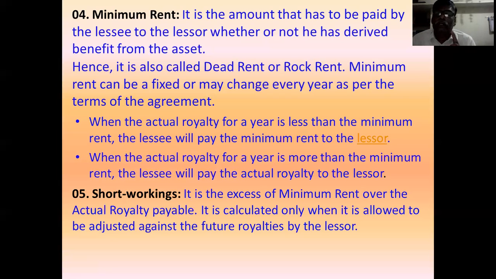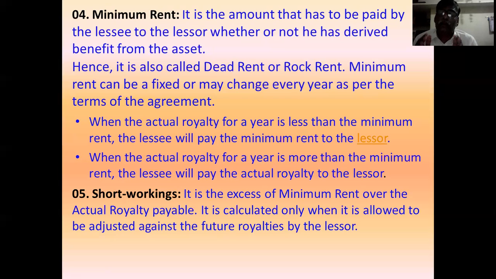Whatever benefit the lessee derives, for that royalty is fixed. Royalty is fixed. That is a consideration. But if the royalty is very less and negligible, at that time he pays minimum rent to the landlord. So royalty is the consideration for the use of the right. We agreed. But if the royalty is less than the minimum amount of the agreement, then the minimum amount is paid to the landlord.